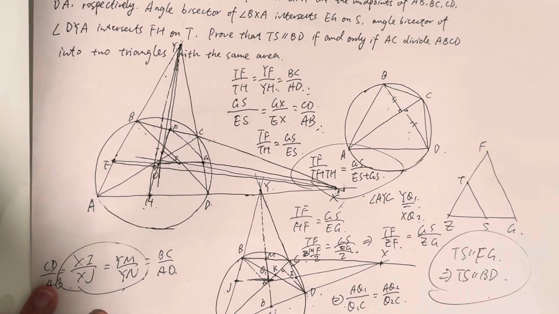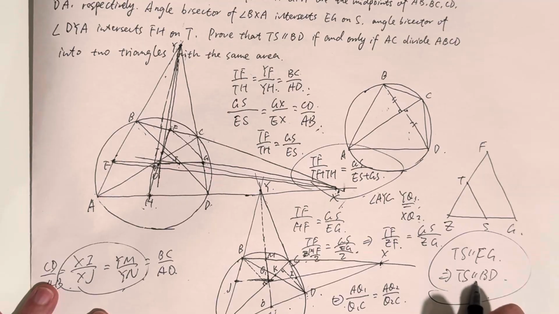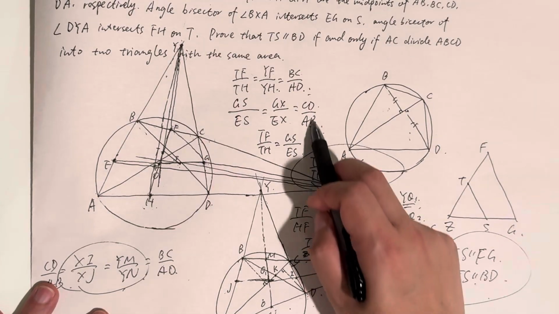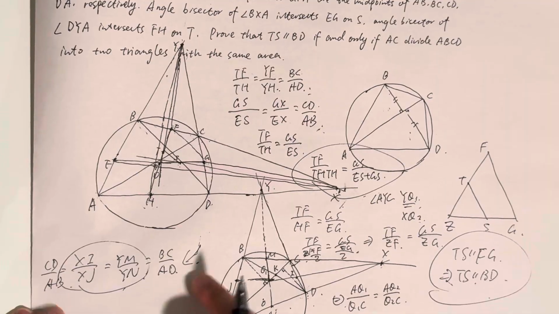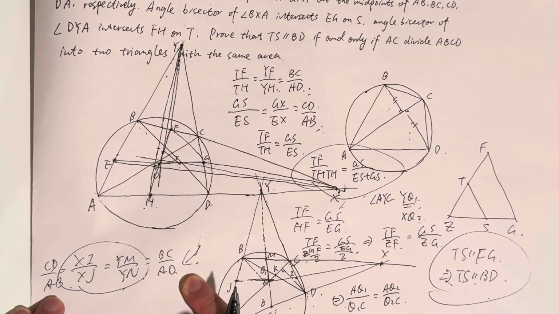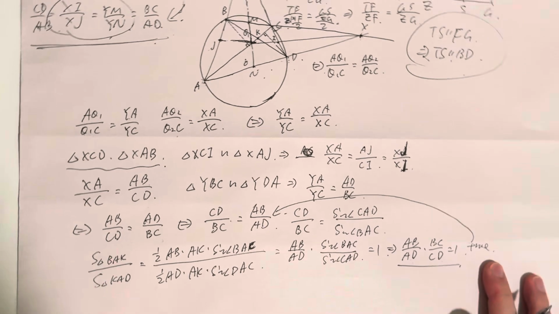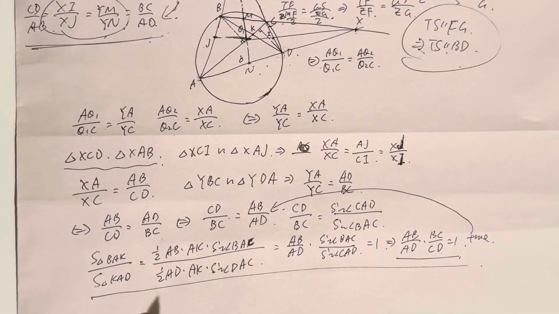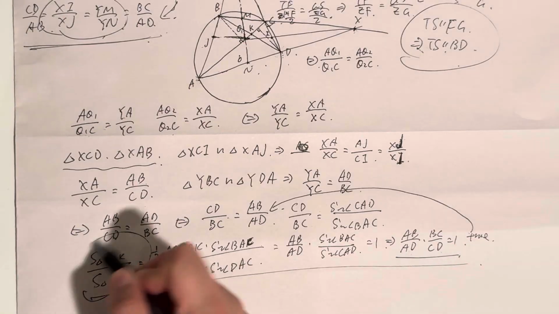So how can we prove that if TS is parallel with BD, it's still true? See, if TS is parallel with BD, then TS is parallel with FG. Then all of these are valid, which means we can derive back to this equation that CD to AB equals BC to AD. And if you want this to be true, then this has to be true, right? This has to be true.